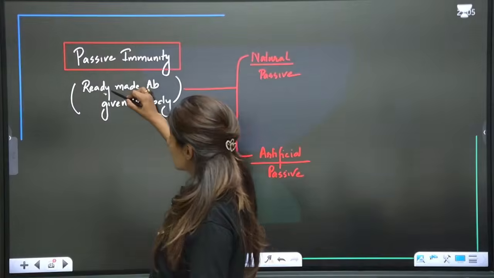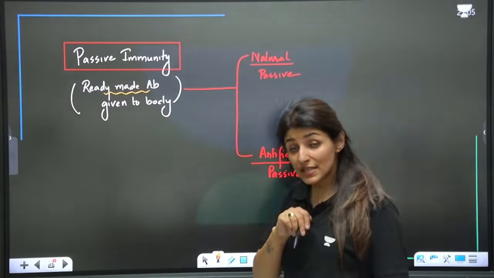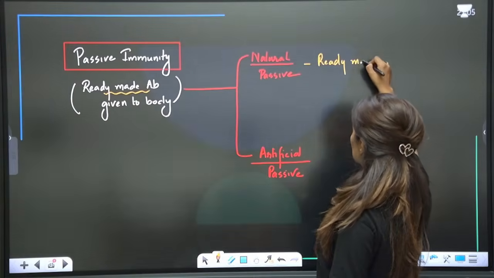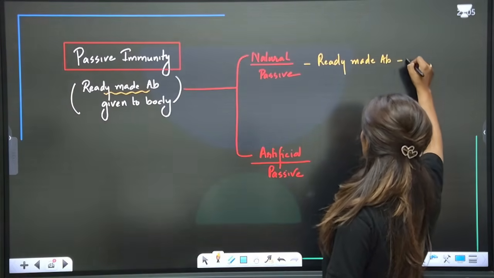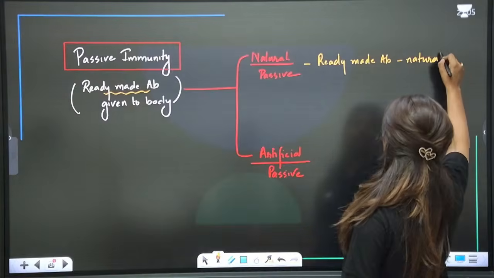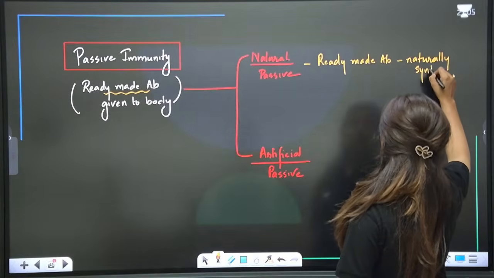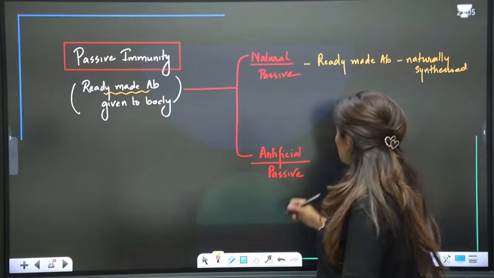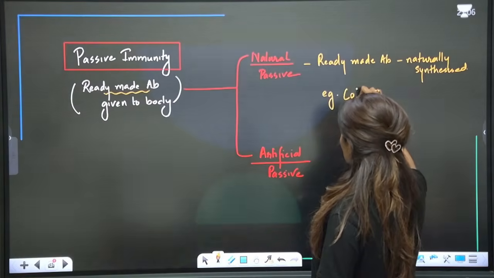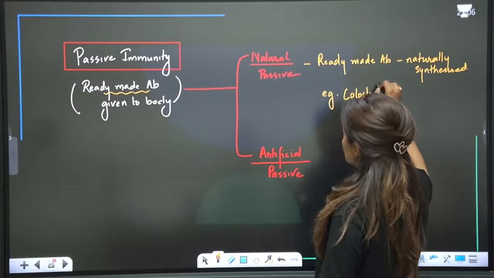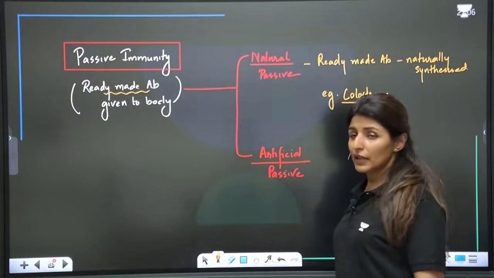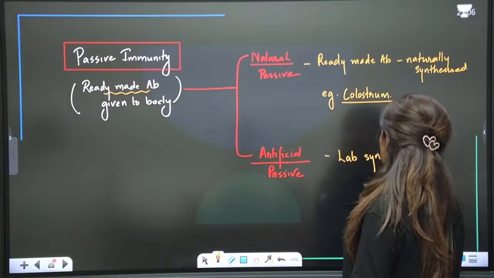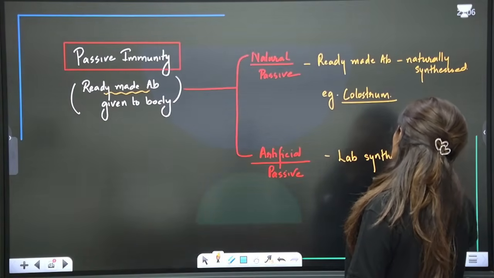The ready-made antibodies which are given to the body, how are they synthesized? So, if the ready-made antibodies are naturally synthesized, for example, in colostrum, mother's milk, that provides natural passive immunity. In artificial, these are lab synthesized. Artificial means lab synthesized antibodies are given.